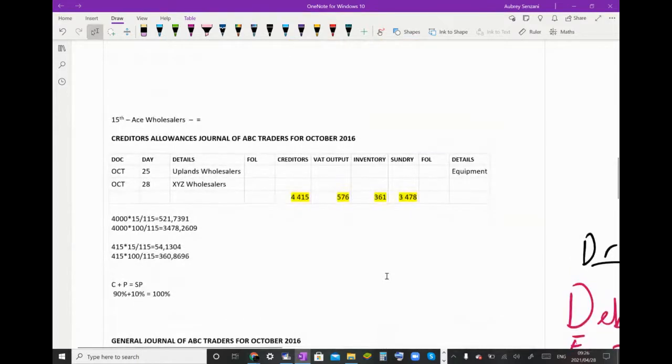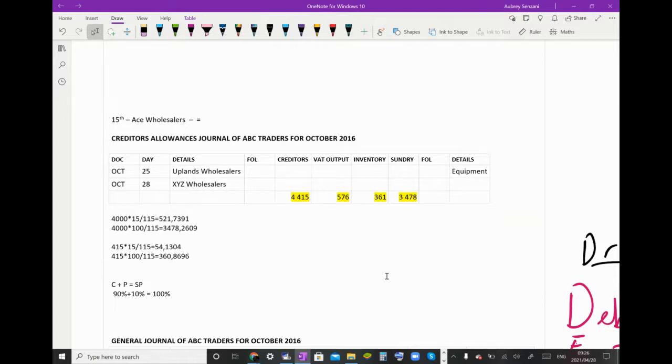So now we go to the creditors allowance journal. And now remember what's going on here? We are returning goods or requesting a rebate from our suppliers. Or maybe we were overcharged. That's the other thing that could be happening over there. So then we say to ourselves, okay, fine.